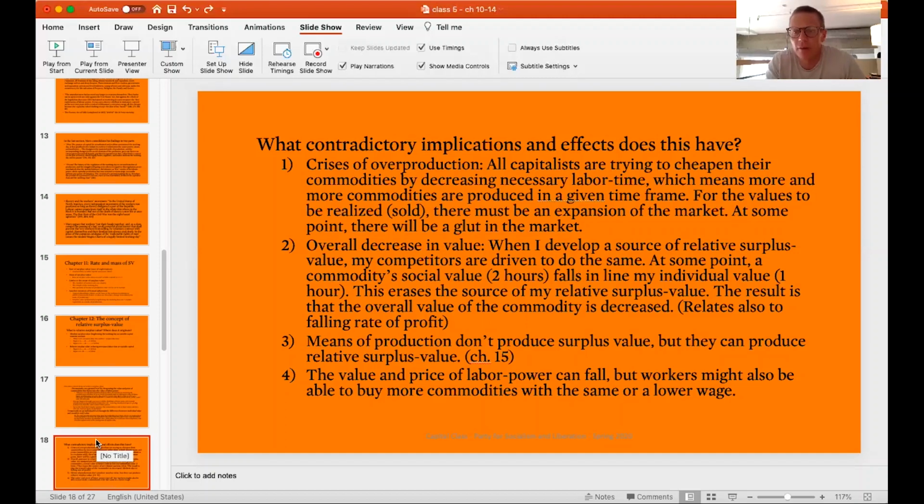This relates also to the falling rate of profit, which we'll talk about a little bit more in chapters 15, 24 and 25. Marx also notes that the means of production don't produce surplus value, which we know, they're constant capital, but they can be a source of relative surplus value, right? For the individual capitalist, they're a source of relative surplus value. The other thing is that the value and price of labor power can fall, but workers might also be able to buy more commodities with the same wage or even a lower wage, because if the commodities cost less but my wage is the same, I can buy more of them.